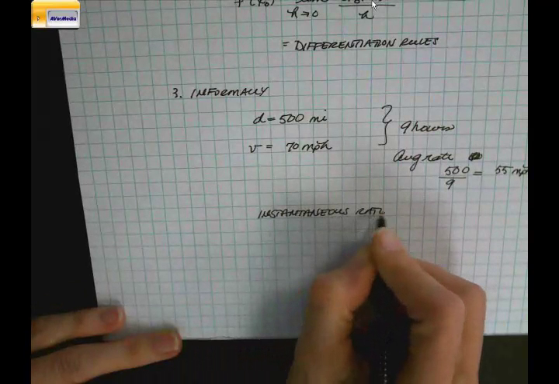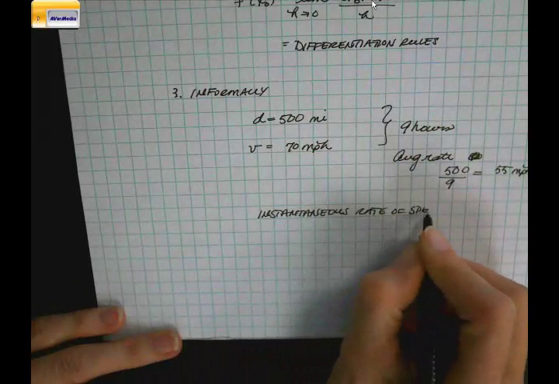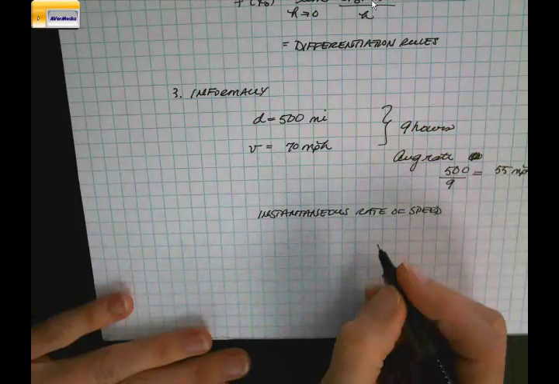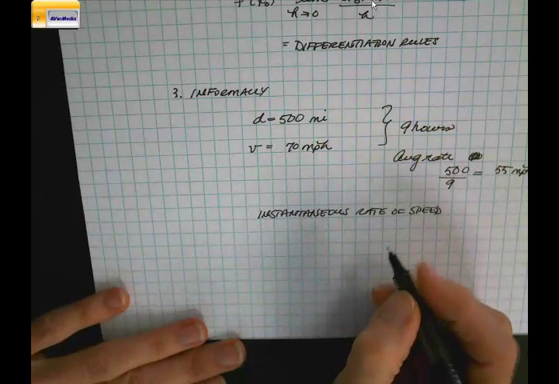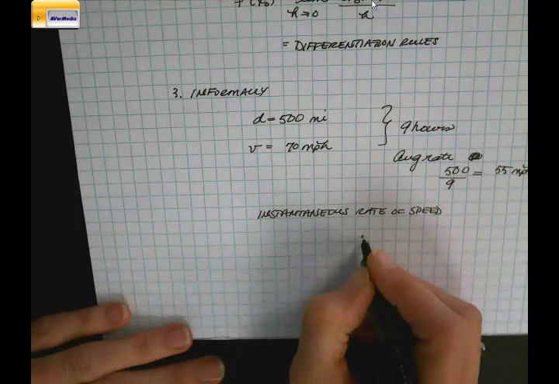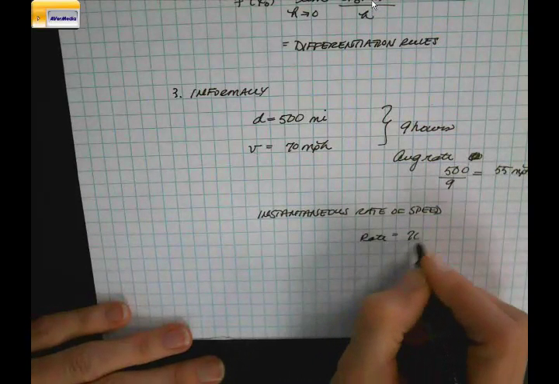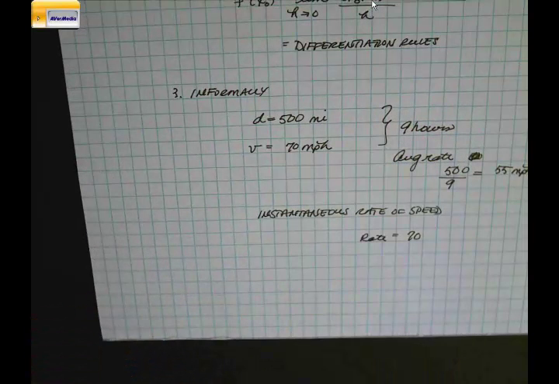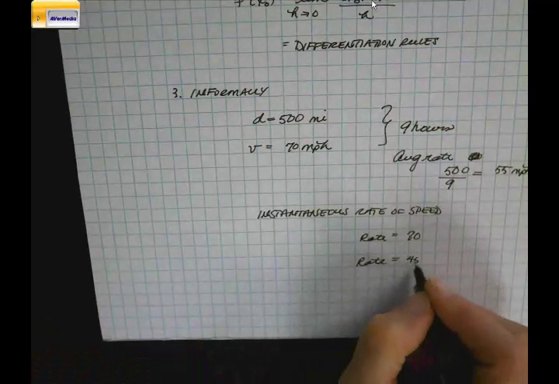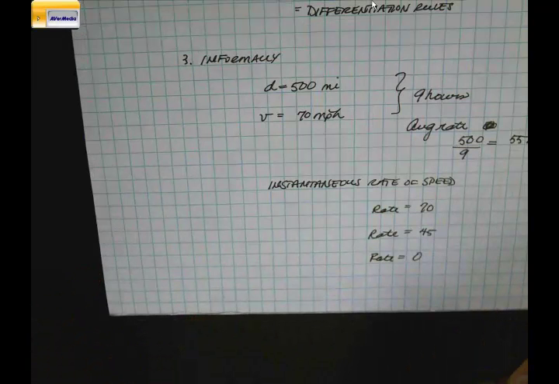Instantaneous rate of speed is changing through the entire trip, okay? A lot of the time I'm going at 70 miles per hour. But then there are other times where I'm having to slow it down and I'm only going 45 while I'm going through these small towns. There are other times where my instantaneous rate of speed is 0 because I had to stop.